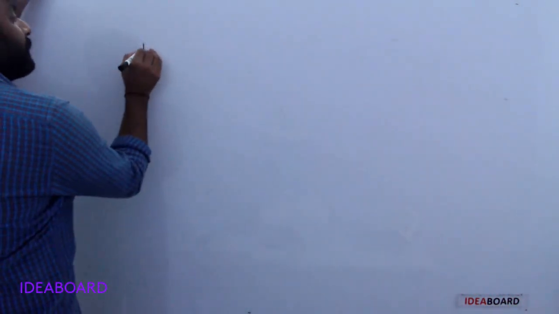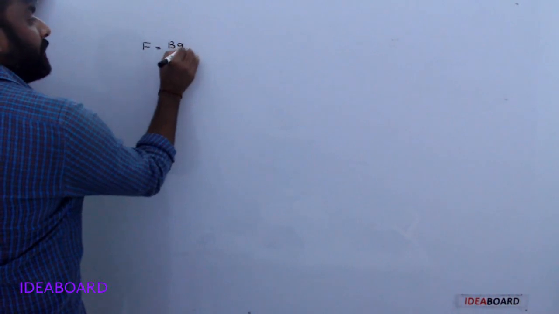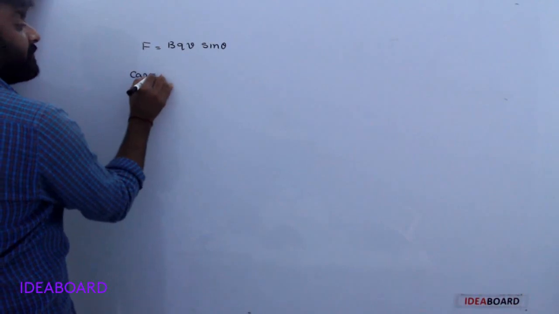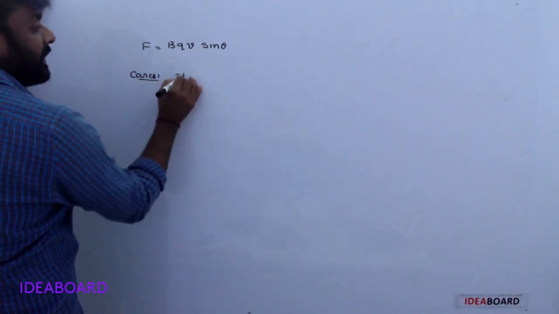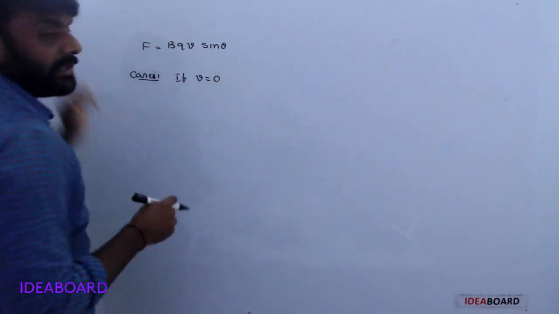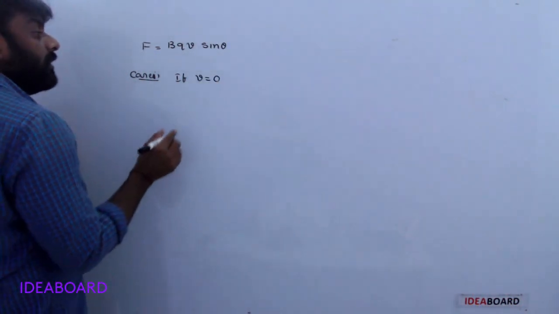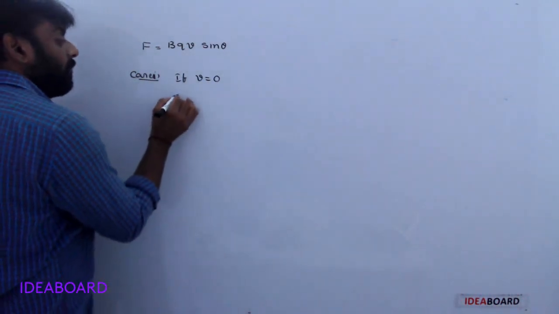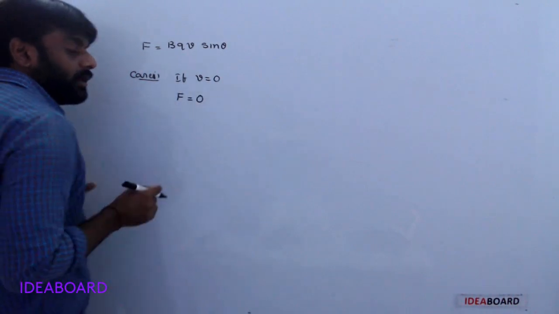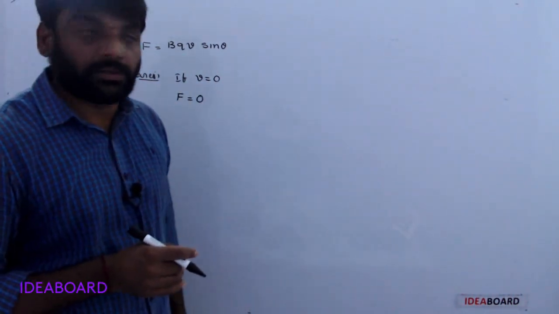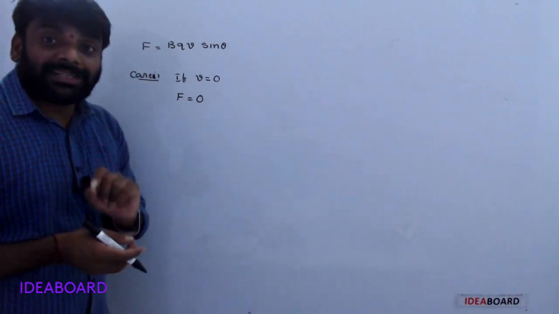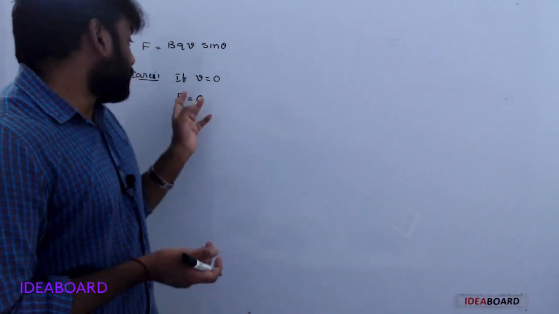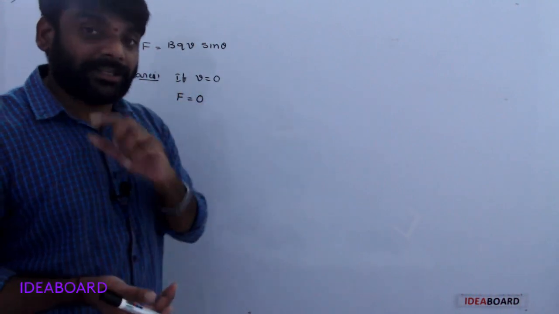Now here F is equal to BQv sin theta. Cases. First case, if velocity is equal to 0, that means the particle is at rest. What is the force on it? Force is equal to 0. If a charged particle is at rest in a magnetic field, the force experienced is 0.